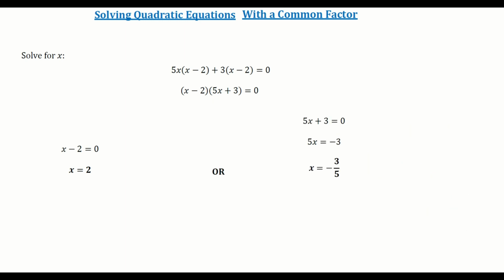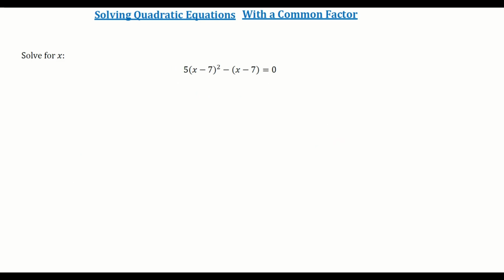This tells us that for this equation to be true, x will equal 2, or it will equal negative 3 over 5. Let's do one more example. 5 multiplied by the bracket x minus 7 squared minus the bracket x minus 7 is equal to 0. Let's take the bracket x minus 7 out as a common factor. So we're going to say x minus 7, close the bracket.